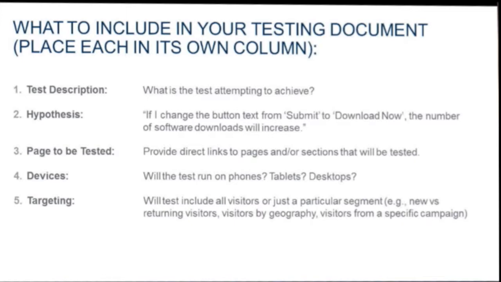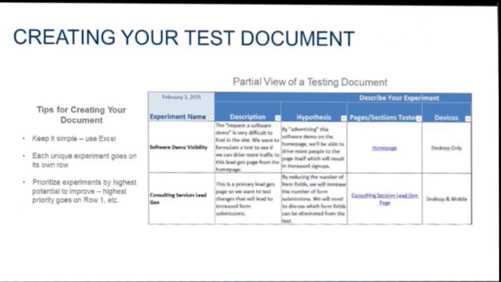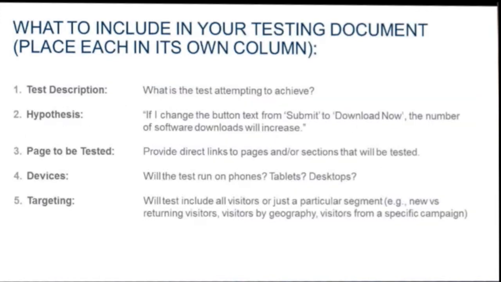Number 3 is describe the page to be tested. Provide a direct link to the page. And if you go back to our example, you can see that's the 3rd, 4th column there, pages, sections to be tested. Number 4 is devices. So are you going to run this test on a desktop, on a phone, a tablet, or on everything?